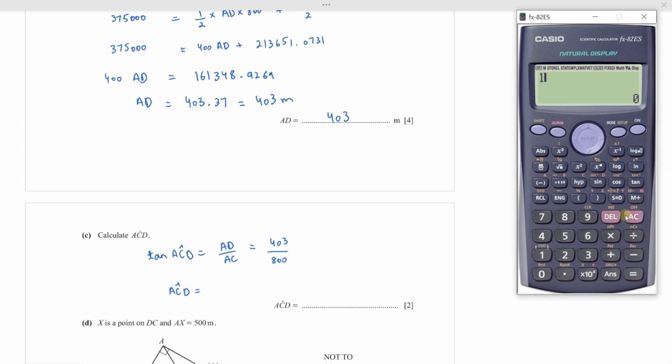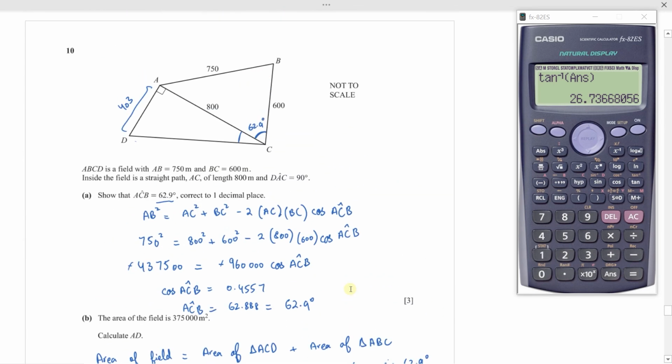So 403 divided by 800, and then you take the tan inverse. So this is 26.7 degrees up to 1 decimal place. So this angle here is now 26.7.